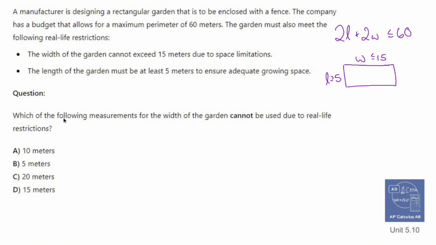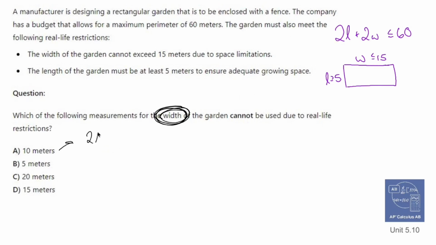All right. Which of the following measurements for the width of the garden cannot be used due to real-life restrictions? So what we'll do is we'll go through the list, we'll plug stuff in, and we'll see what happens. All right. So A is going to have me plugging in 10. And by the way, width, that's the key here. We're talking about width. So I'm going to plug in 10 for W.